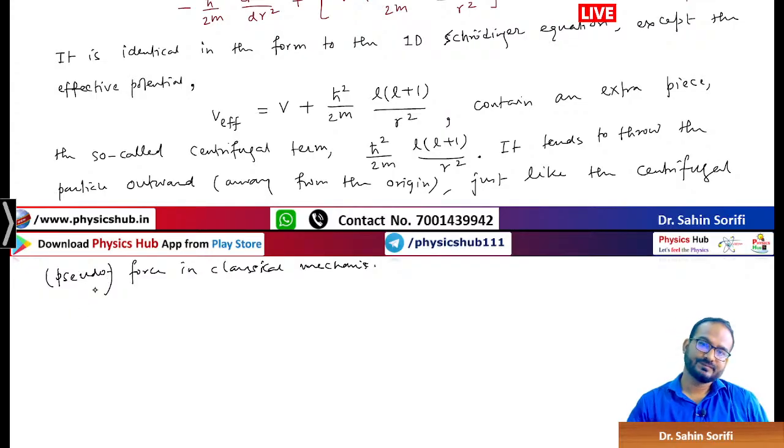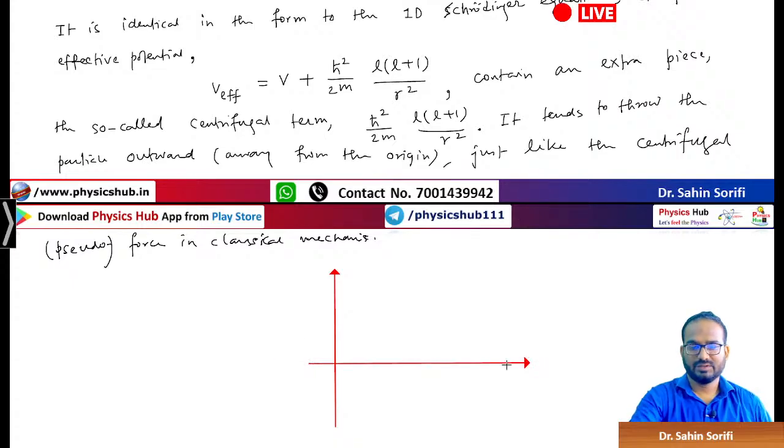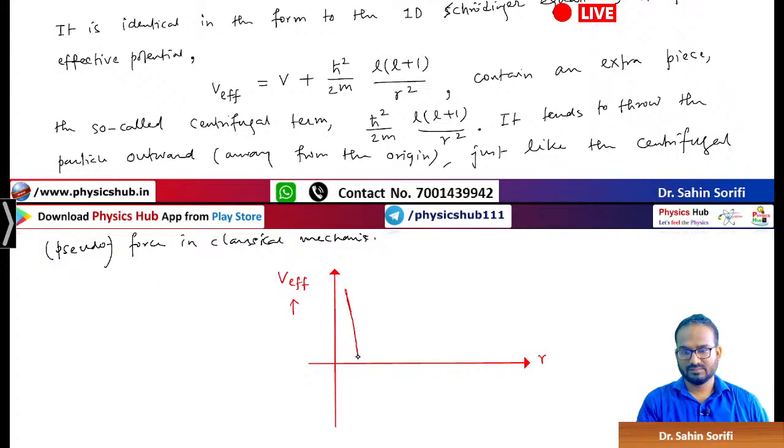Okay. So if you plot it in a diagram, the effective potential, V effective versus r, so what kind of shape you will get? This will look like this. We have done it in classical mechanics, right? Something like this.